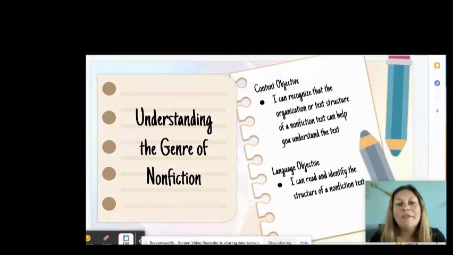Understanding the genre of nonfiction. Our learning objectives for today are: I can recognize that the organization or text structure of a nonfiction text can help you understand the text. And our language objective is: I can read and identify the structure of a nonfiction text.